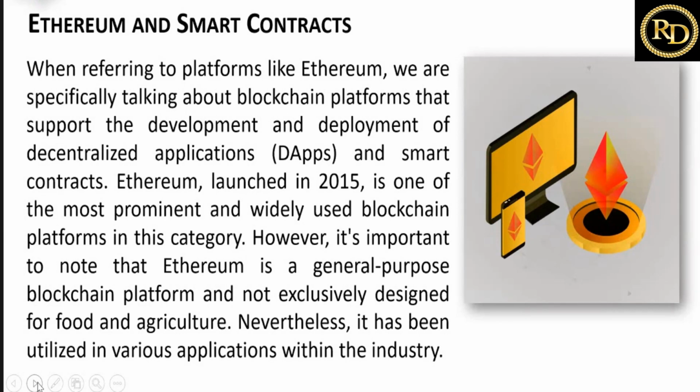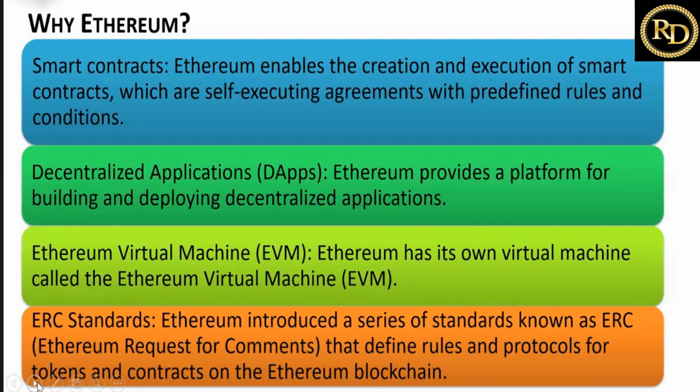We have to understand that this is a general purpose blockchain, and it is not exclusively designed for food and agriculture. However, it can be utilized in agriculture as well, just like any other industry. So why Ethereum? It enables the creation and execution of smart contracts, which are self-executing agreements with predefined rules and conditions. Decentralized applications can be deployed on top of the Ethereum blockchain.